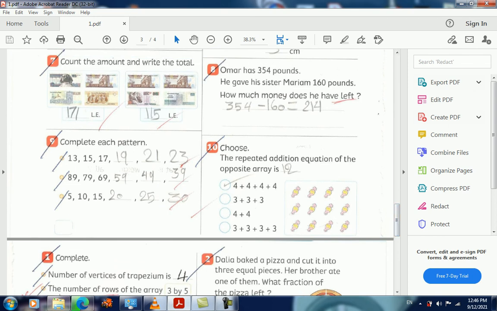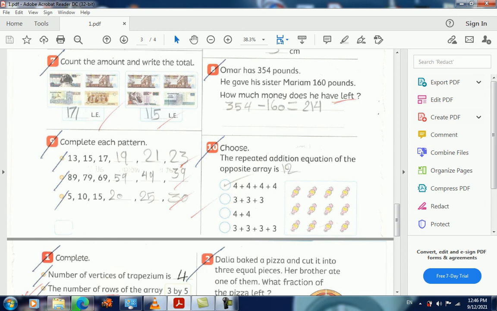Number 7, count the amount and write the total. We got a 100 banknote, so there is 100, and how many 50s have we got? 1, 2, 3. So 100 plus 50 is 150. Another 50 is 200. And another 50 is 250. Oh, sorry, we got to count each 4 in the square. So we will count the 4 on the left. So 100 plus the 50, so 150. And then 20, so 170 in total. Then another 1, so 171.